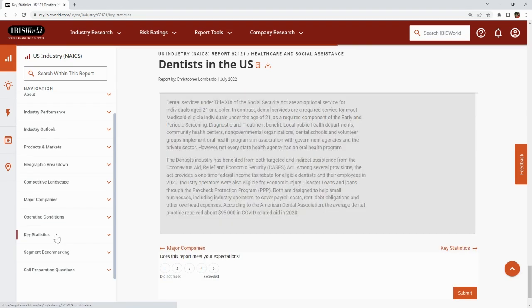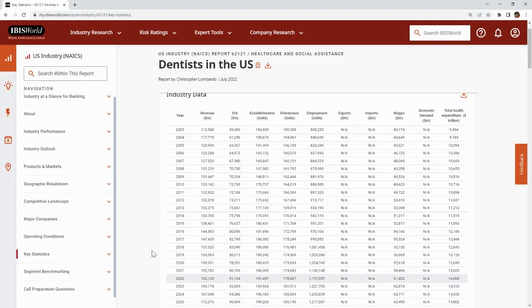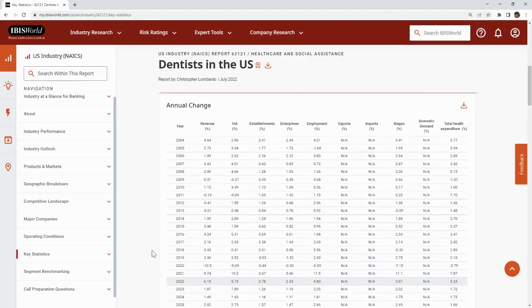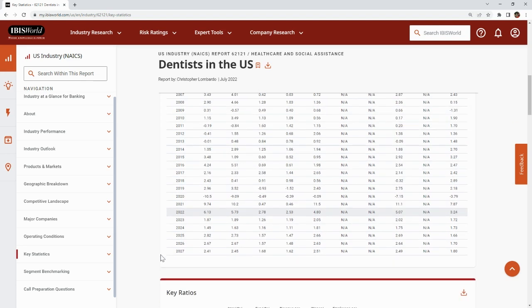Next chapter we're going to look at is the key statistics chapter. And this is where you're going to get all of your granular data. We go all the way back 20 years, really go into the past here so you can get a good way of looking at the changes year over year, look at time periods such as the financial crisis, as well as the COVID time period here, and how did that influence and impact the industry.